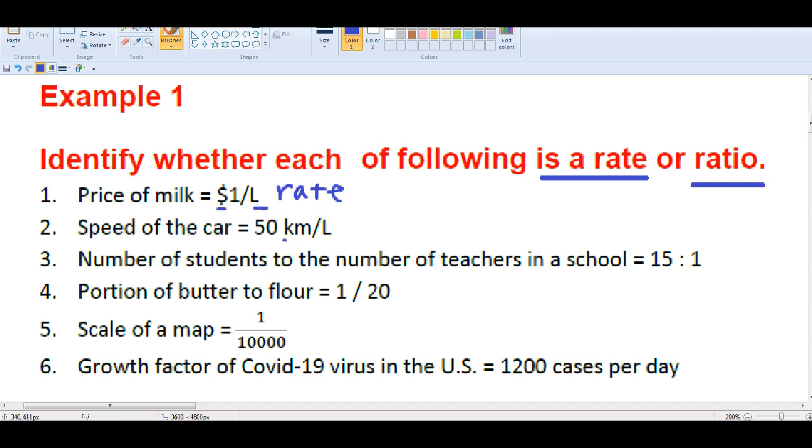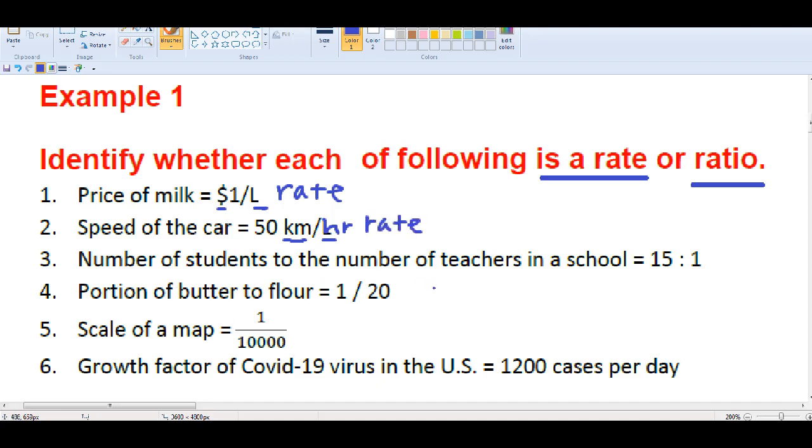Speed of the car: kilometer per hour. Let me change that, I wrote speed instead of hour. So it's kilometer per hour, a distance and time. It's distance versus time. Again, because the number has two different units together, it's a rate again.